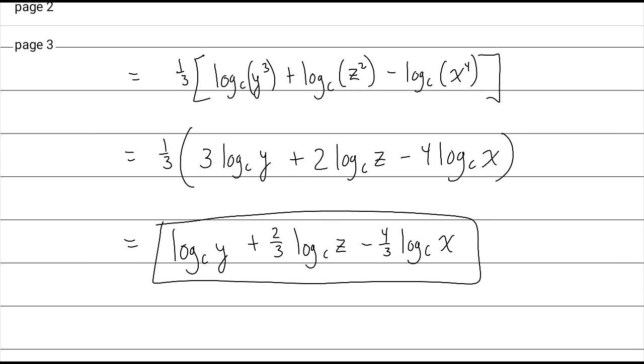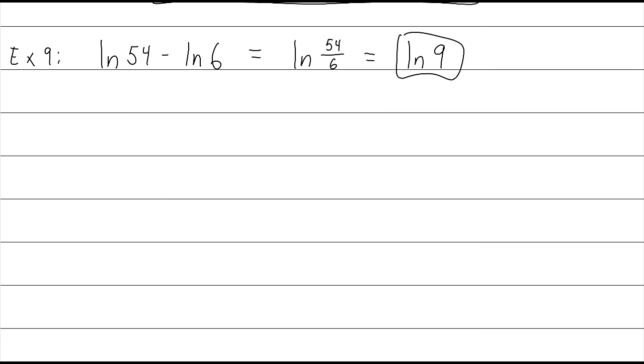Okay, so that's expanding logarithms. Let's go the other direction. Let's simplify some. So here in this example, example 9, I want to simplify ln 54 minus ln 6. If you have two logarithms that are being subtracted and they have the same base, like these two have the same base e, then you can write it as a single logarithm with division or quotient. And I can actually simplify that, right? 54 divided by 6 is 9, so this is just natural log of 9.